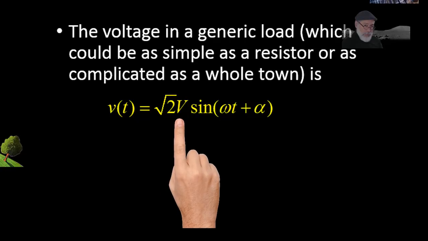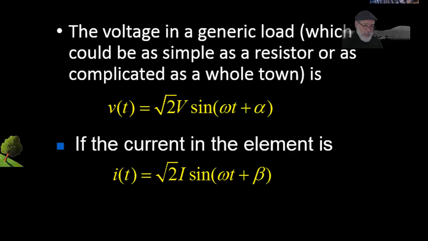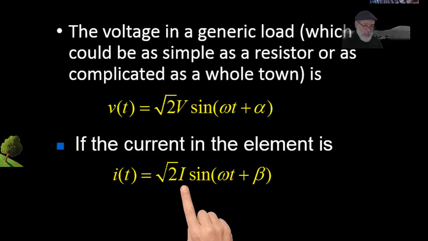√2 V. What does V mean? V would be the RMS value of the voltage, right? It would be the reading of an AC voltmeter set across the load. V is the RMS volt. And that voltage will establish a current in the load that is also sinusoidal with the same frequency and with a peak value √2 times I. I is the RMS amps of the current flowing into the load.